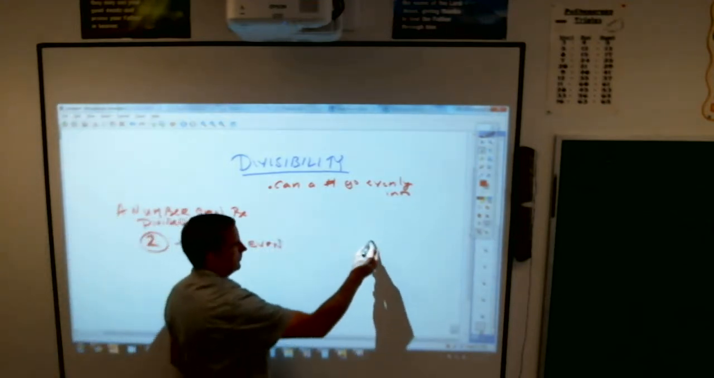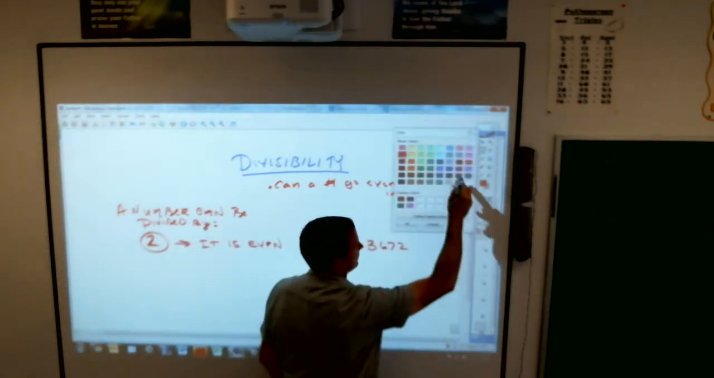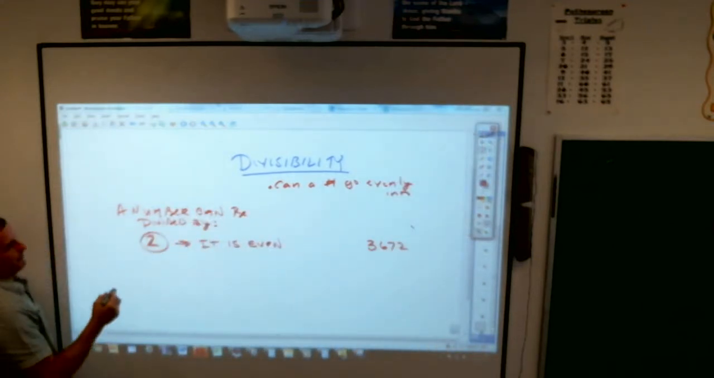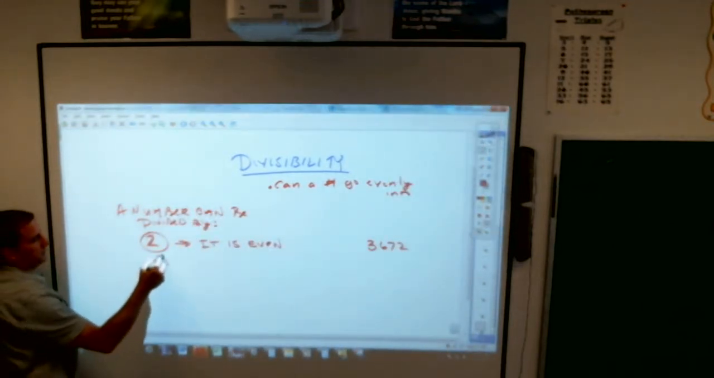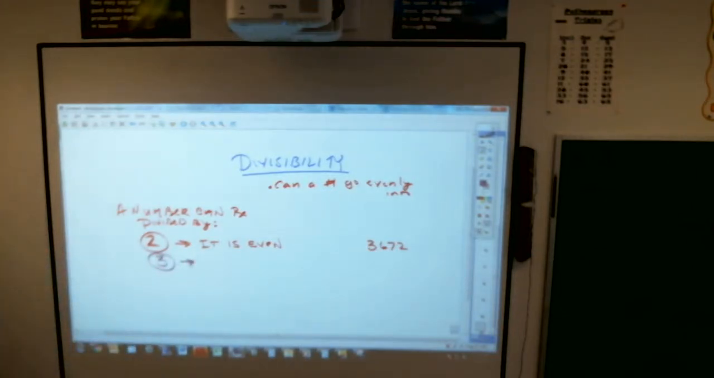For example, 3,672 can be divided by 2 because it ends with a 2 and it'll be even. I don't think we have to talk about that. But you may or may not know divisibility by 3. How do you know if a number can be divided by 3?